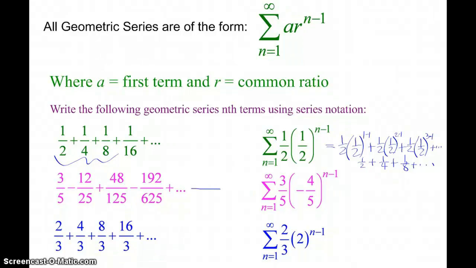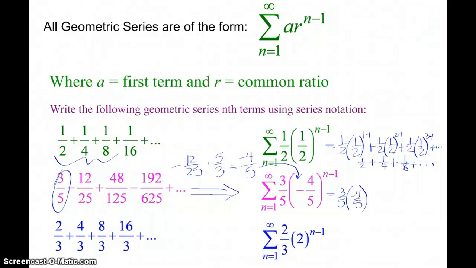You can take the time to do these if you want to, but we would find the common ratio just as we did the others. That's a negative 5/3, that's going to reduce to 4/5, and sure enough, there's R. Here is A. If we were to generate the terms, we would have 3/5 times negative 4/5. This tells me where to start with n. So I would start with n equal 1. 1 minus 1 is 0. That's how come I'm just going to get 3/5 for my first term.